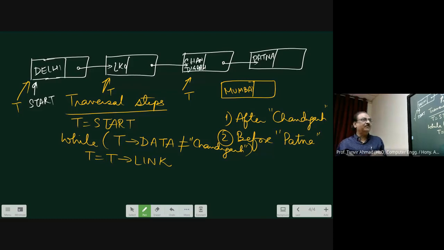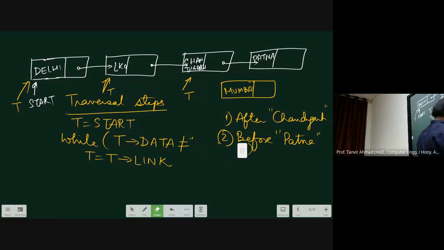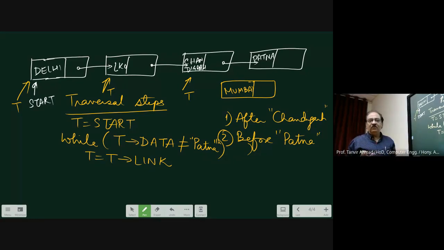But if I am going to add before Patna, now that is a little different. Now you again write over here, in this case, what you will do is that you are going to write over here as say, now T will start from Delhi. Delhi not equal to Patna is true. Move forward. Lucknow not equal to Patna true. Then Chandigarh not equal to Patna is also true. And now it will stop. T will stop here.